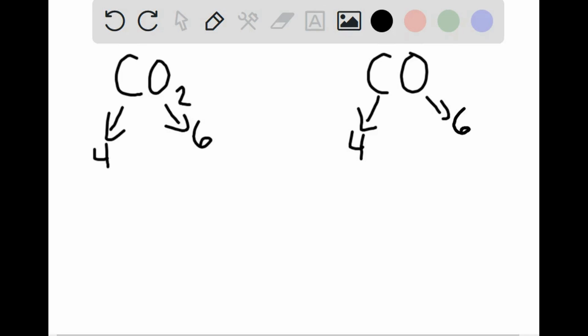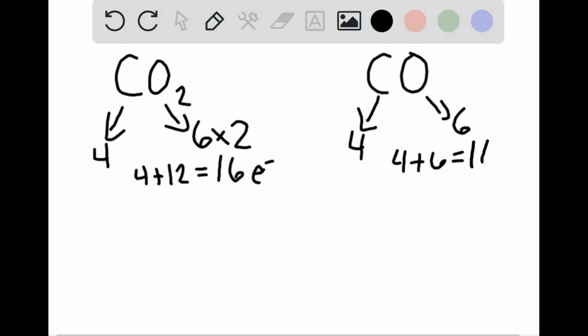However, because we have a subscript of 2 on carbon dioxide, we need to multiply that by a value of 2. So in reality, we end up having 4 plus 12, which gives us a total of 16 valence electrons. When we think about our carbon monoxide, now we have 4 plus 6, so now we know that we only have 10 valence electrons.